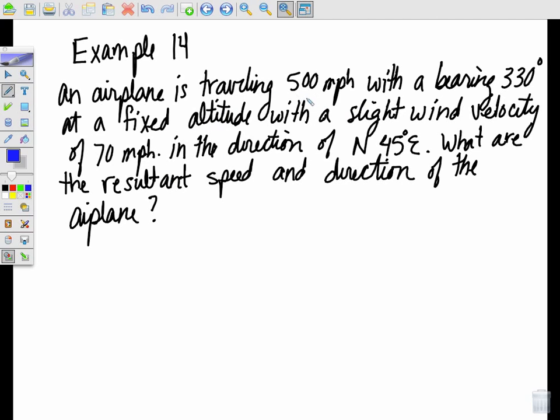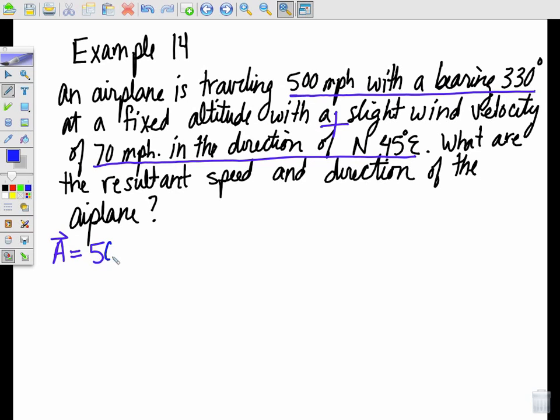All right, so we basically have two vectors here. We're going to have the vector of the airplane, which is 500 miles per hour at a bearing of 330, and we're going to have a vector for the wind and its direction. So the resultant vector is we're going to add these two vectors together. The first thing that we're going to do is list the vectors. Let's call vector A the airplane.